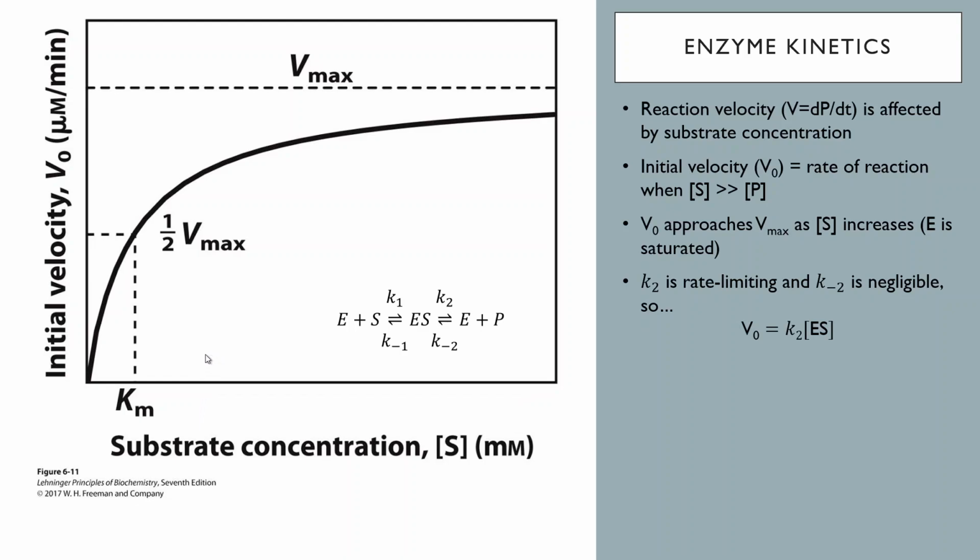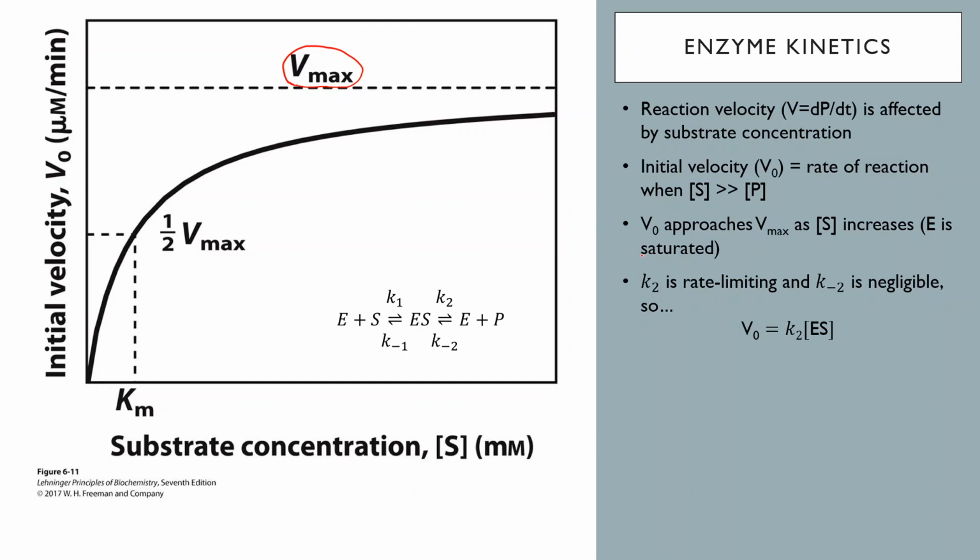Usually you get a graph that looks like this, a hyperbolic graph where the initial velocity is low when substrate concentration is low, but it goes up very quickly as substrate concentration goes up. And eventually it reaches a plateau. There's a point at which the increase in initial velocity becomes smaller and smaller as you add more and more substrate, and we call that point the Vmax. Eventually this line, if we kept increasing substrate concentration, would reach Vmax, and that's usually the point at which the enzyme becomes saturated.